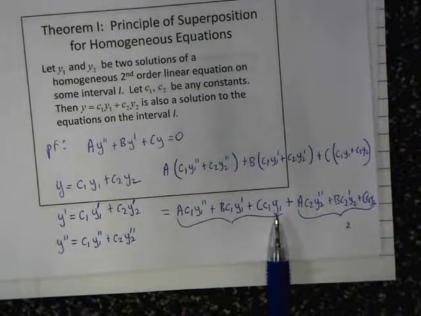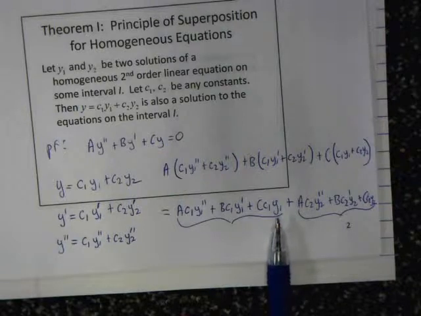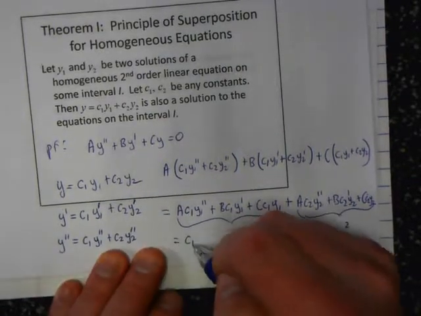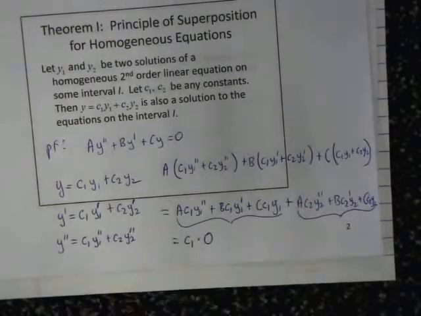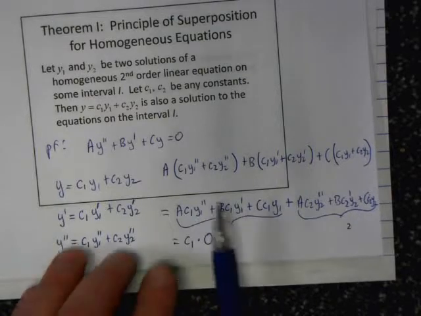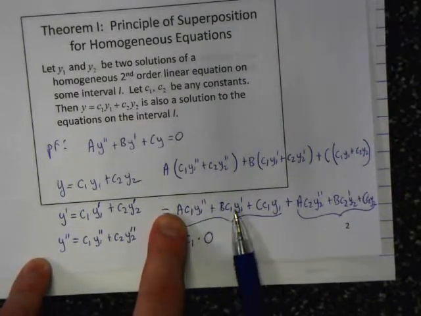What can you tell me about that? That's the number 0. Why is that equal to 0? Because we stated that Y1 was the solution to this equation. So I factor the C1 out, and what's left is the number 0. Wait, can you repeat that again? When I pull the number C1 out, I'm left with A Y1 double prime plus B Y1 prime plus C Y1.